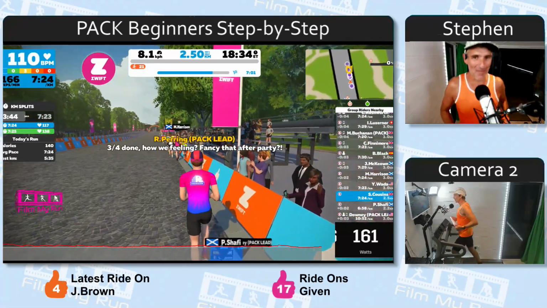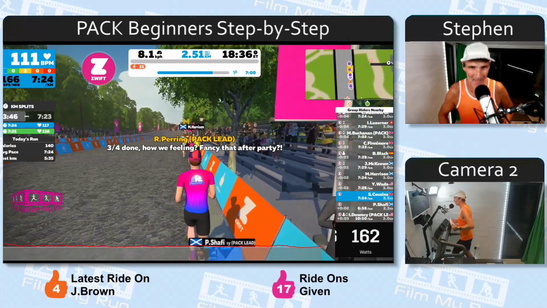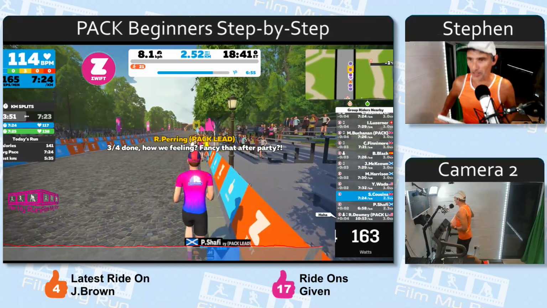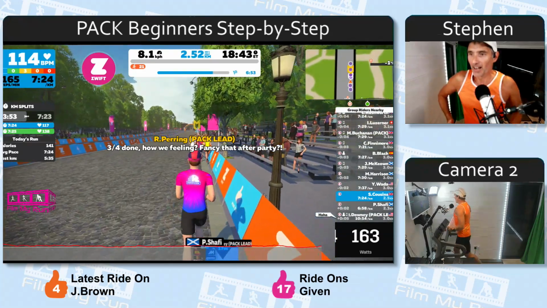I try and turn the camera angles on, something disastrous happened. I'm half a kilometre behind everyone else. Everyone else has done 3k. I have done 2.5.